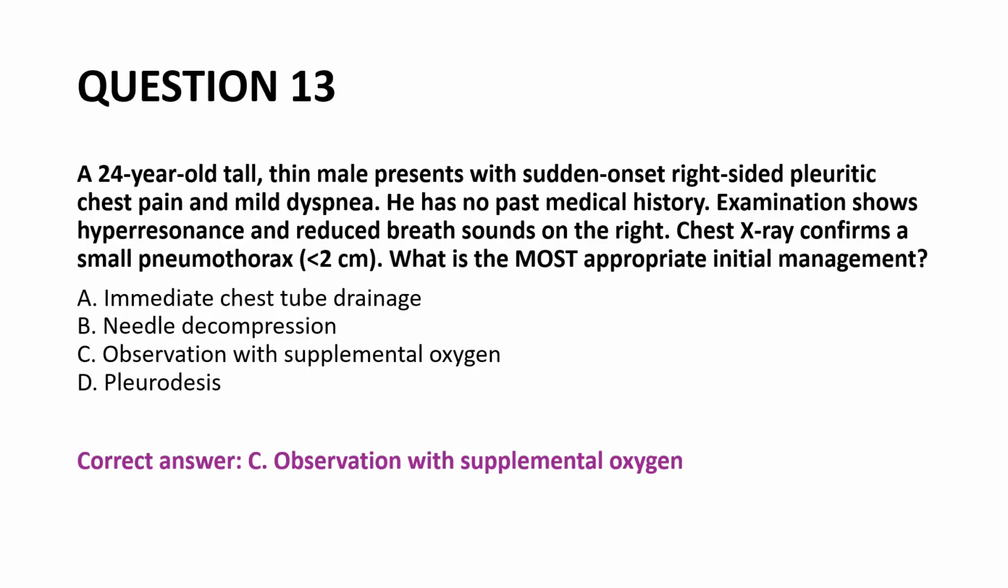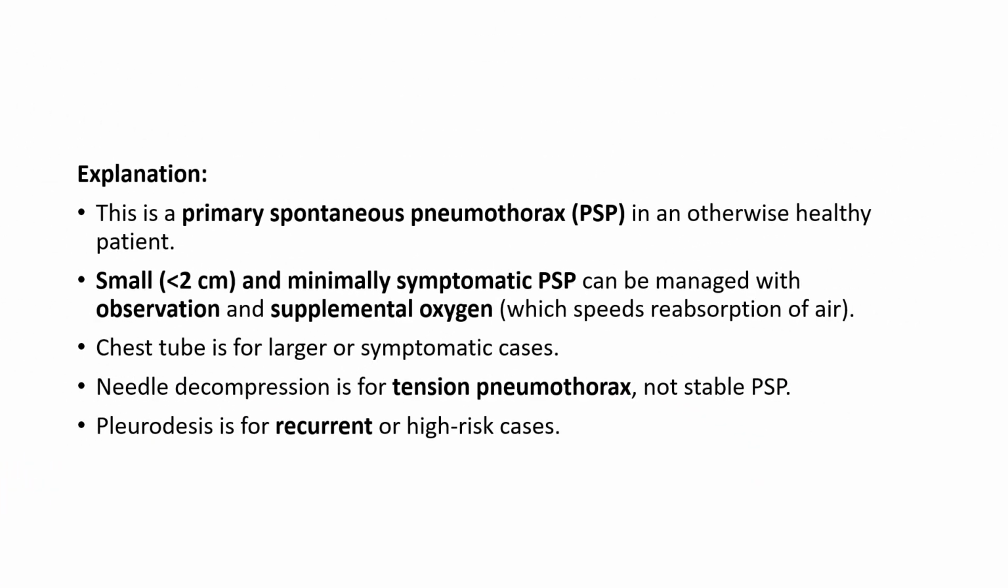The correct answer is observation with supplemental oxygen. This is a primary spontaneous pneumothorax in a healthy, tall, young man. If small, usually less than 2 centimeters, and the patient is stable, observation and oxygen therapy is enough. Larger or symptomatic primary spontaneous pneumothorax needs a chest tube. Needle decompression is for tension pneumothorax, not stable primary spontaneous pneumothorax. Pleurodesis is for recurrent cases of pneumothorax.